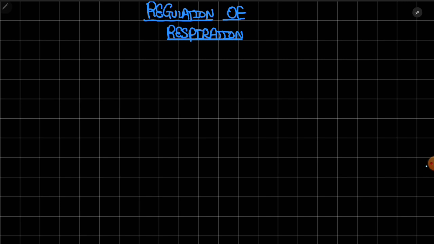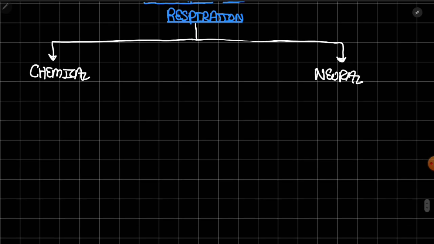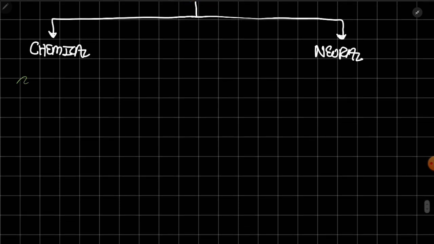So talking about the regulation of respiration, it is divided into two types. Okay, just two types, not a headache. The first type is chemical regulation and the second is neural regulation. Very much simple. Now we will start with the chemical regulation.